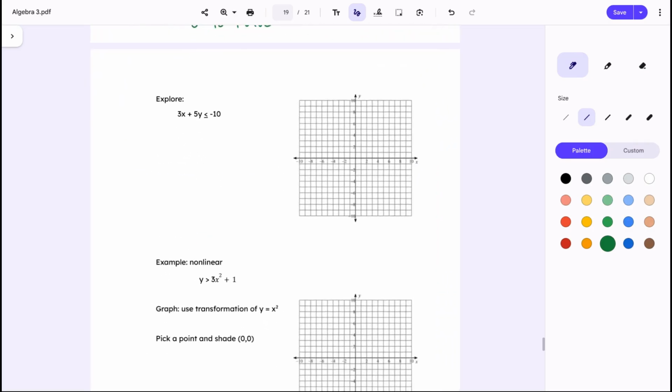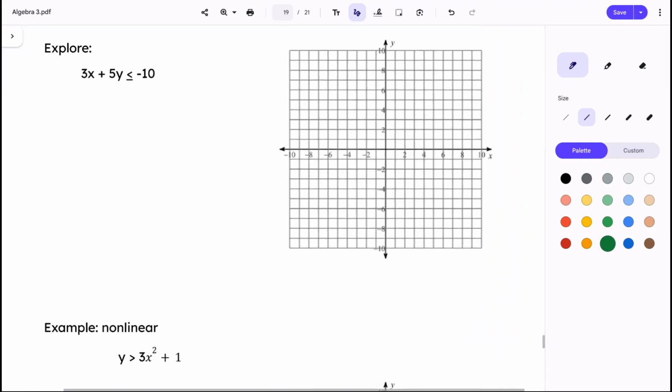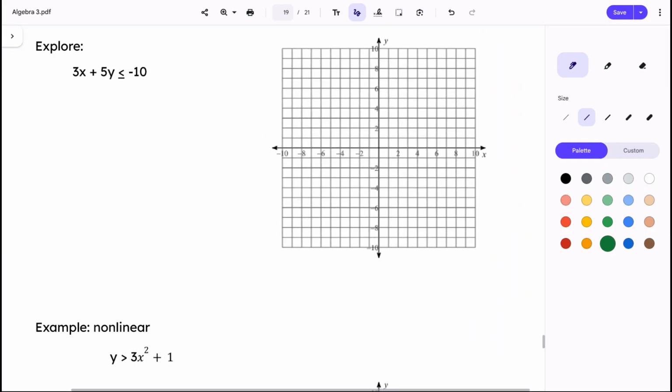I'm going to give you a minute or two here. Go ahead and try to do this. You've got another linear one, and you can choose if you'd rather use intercepts or if you'd rather rewrite it. I'll let you decide what you want to do there and give that a try.